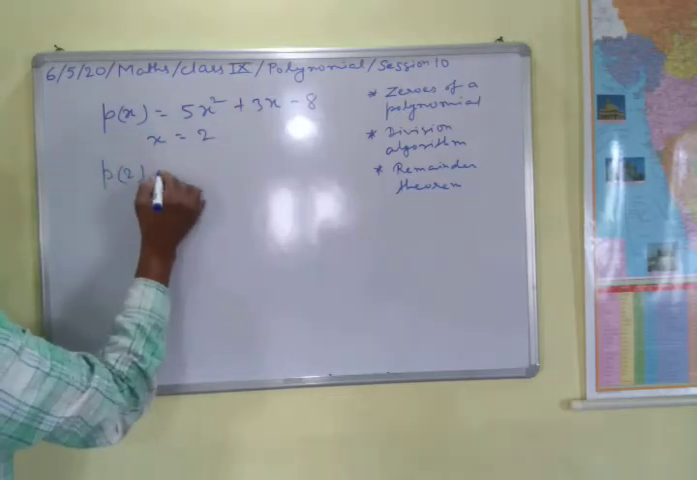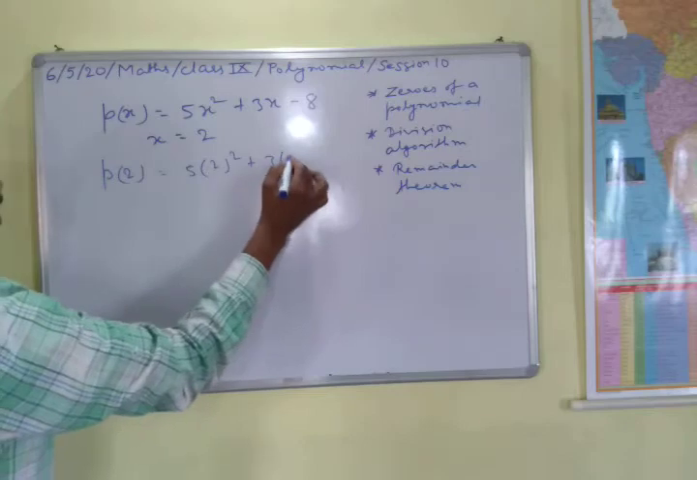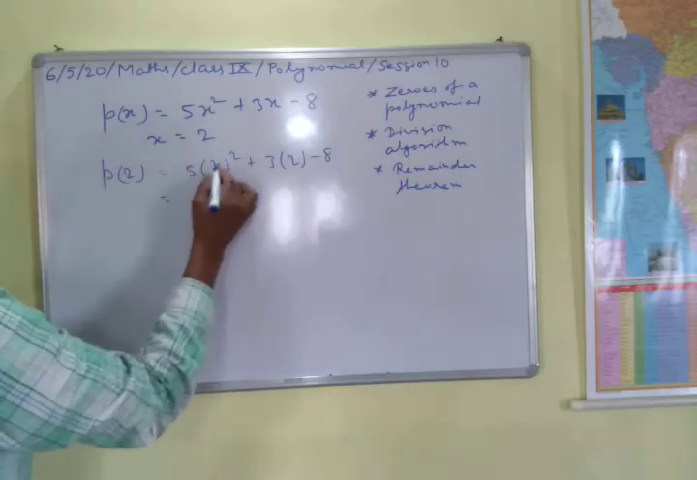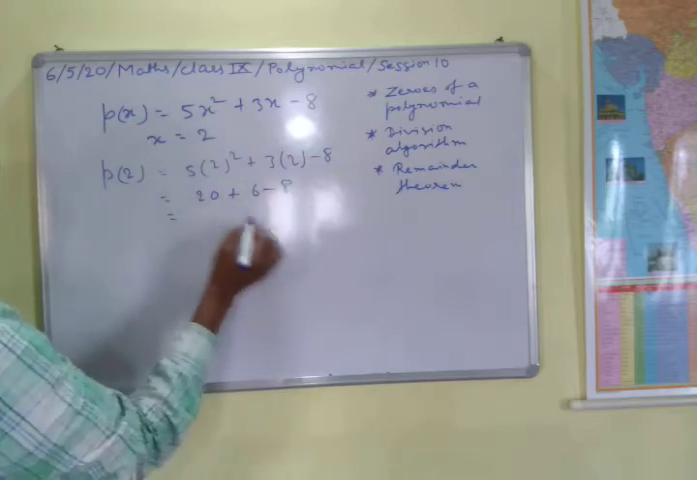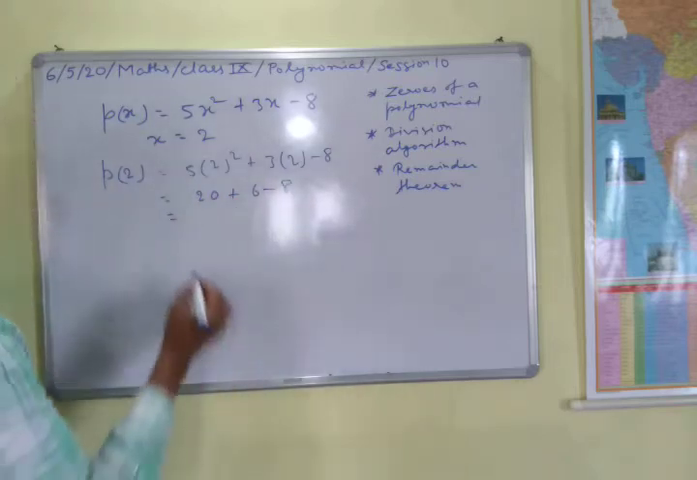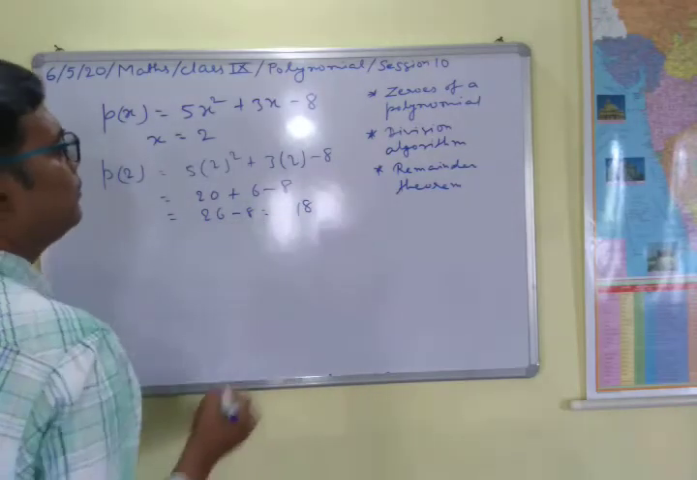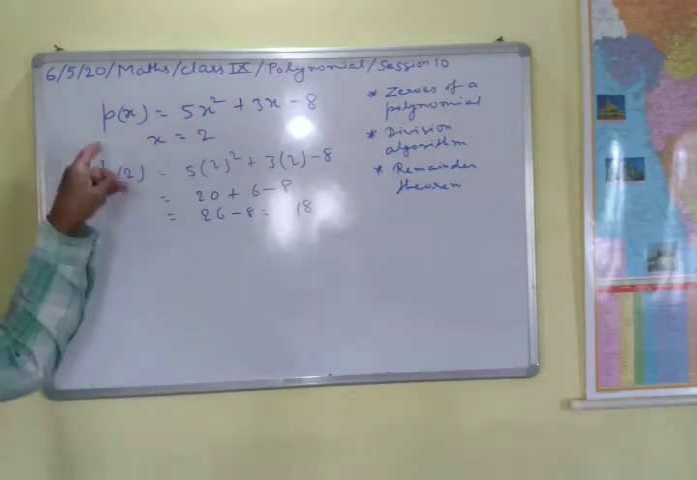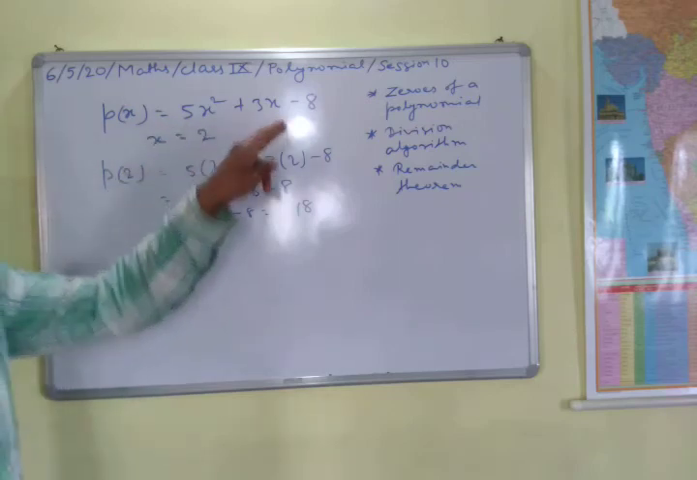So now p(2) equal to 5 into 2 square plus 3 into 2 minus 8, which is 5 into 4, 20, plus 6 minus 8. So 20 plus 6 will be 26, and minus 8 will be equal to 18. So p(2) equal to 18. In this case, when we put x equal to 2, we got the value 18.